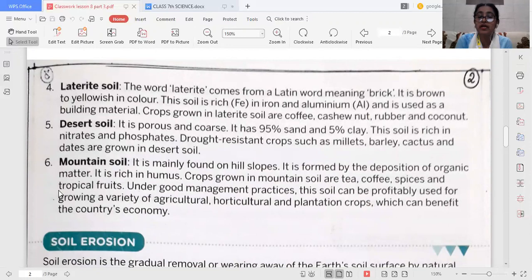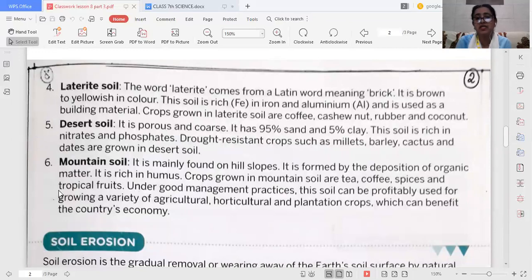The word laterite comes from the Latin word meaning brick. Brick means the color of the brick. It is reddish brown in color. So it is brown to yellowish in color. And this soil is rich in iron as well as aluminium. So the crops which can be grown in this soil are coffee, cashew nut, rubber, and coconut.